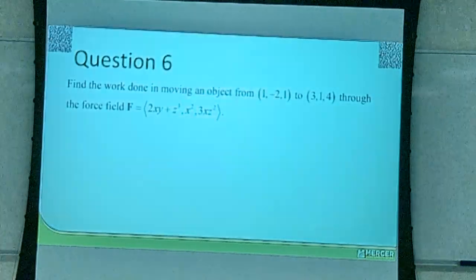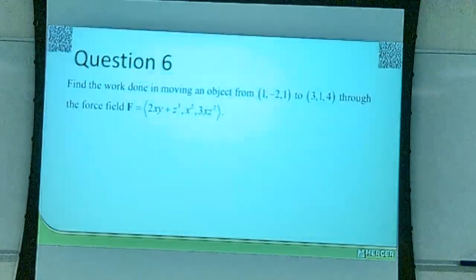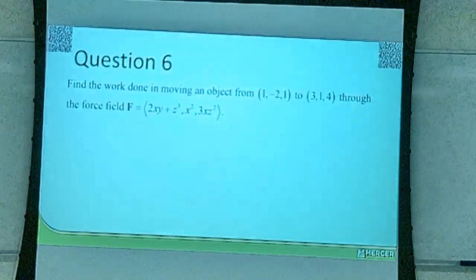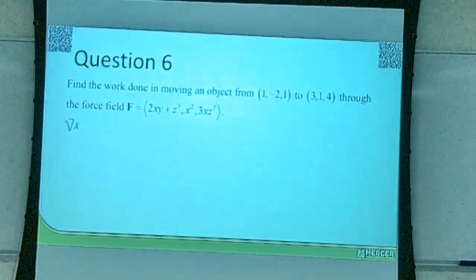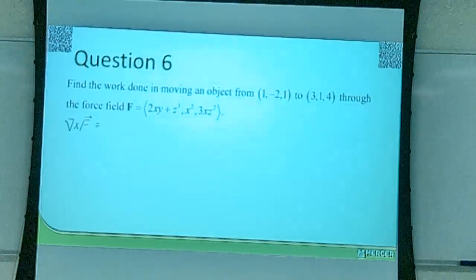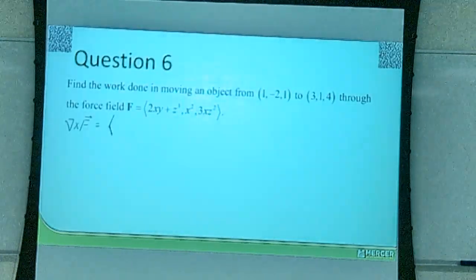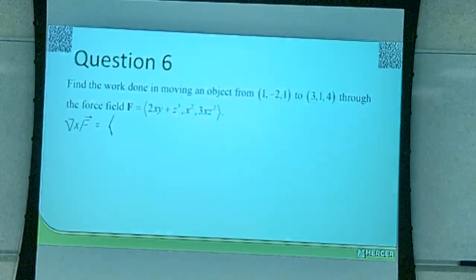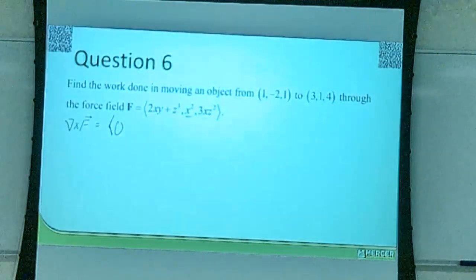Find the work done moving a particle from (1, -2, 1) to (3, 1, 4) through the given force field. Let's find its curl. Partial y minus partial z. Well, that's just 0, right? Because there's no y's in here, so that's 0. There's no z's in there, that's 0.